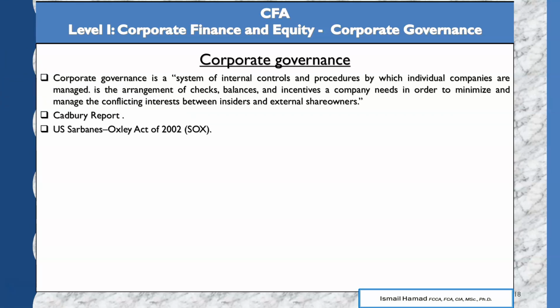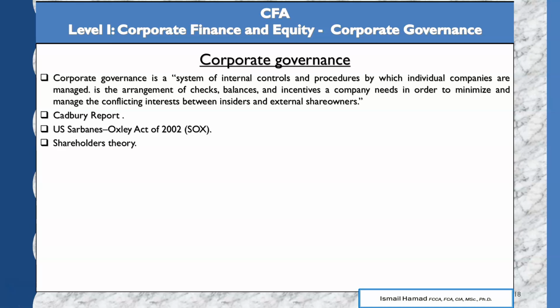Then in the United States, they issued a new act that is called Sarbanes-Oxley. Sarbanes and Oxley are two senators in the United States, who pioneered or led this task.